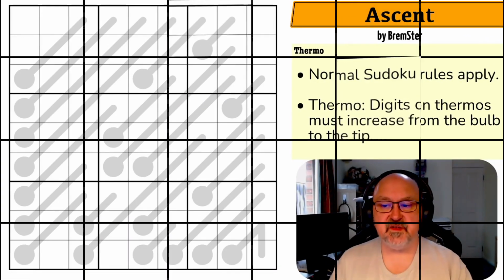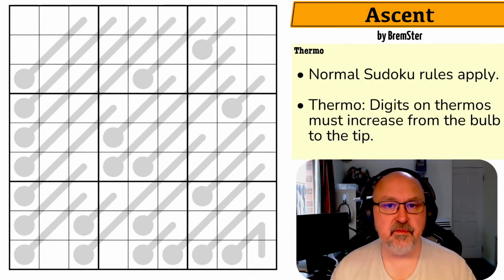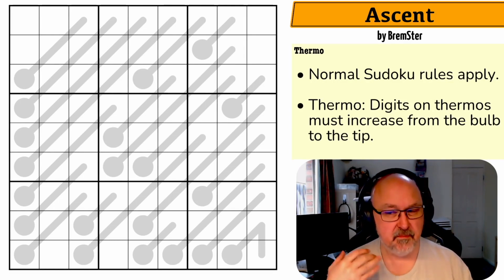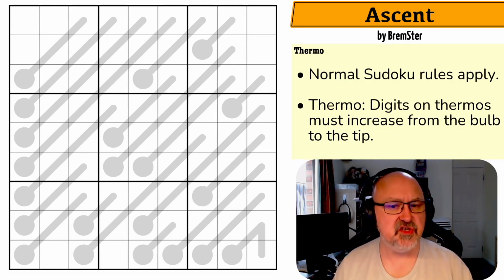Good afternoon, this is BremSter, and today I'm recording a puzzle for my BremSter's Unpublished Puzzle video playlist. This is a puzzle I created after a discussion I was having. This puzzle has mostly been made for the setter Jobo. I've been having a discussion where I was wrong.